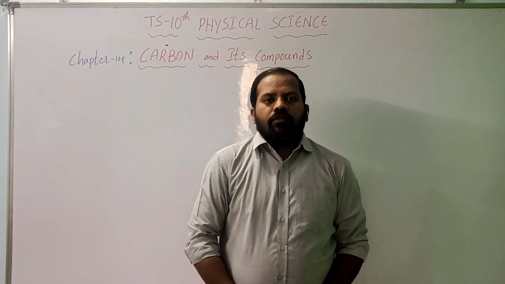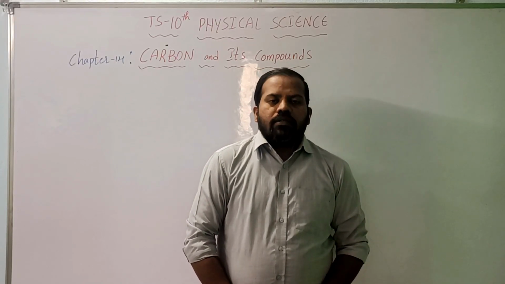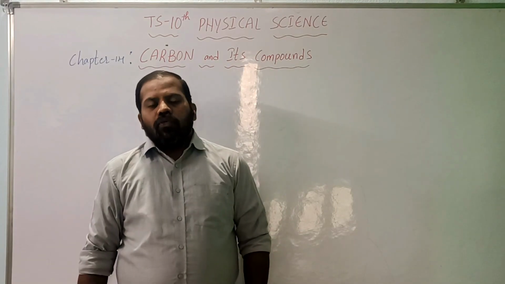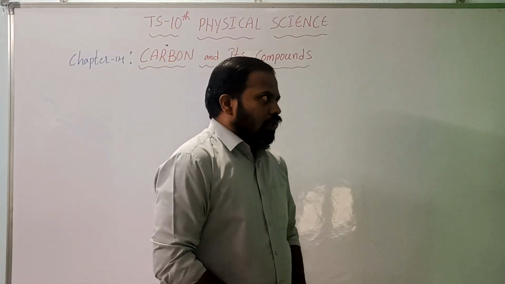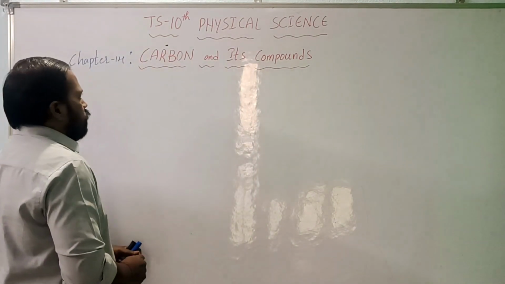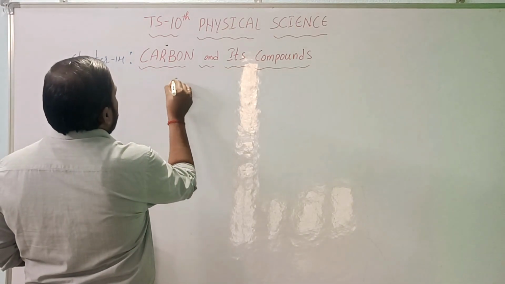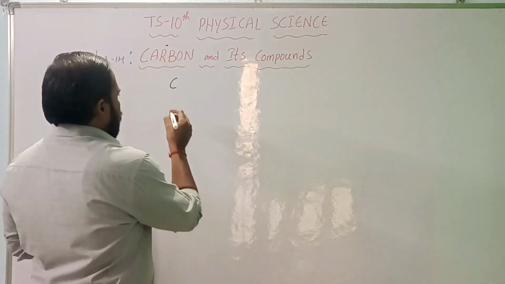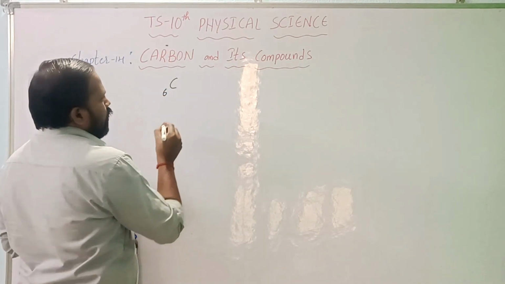Hi students, today we are going to discuss carbon and its compounds, TS 10th class 14th chapter. So first we are going to learn about carbon. What is the atomic number of carbon? The atomic number is 6.